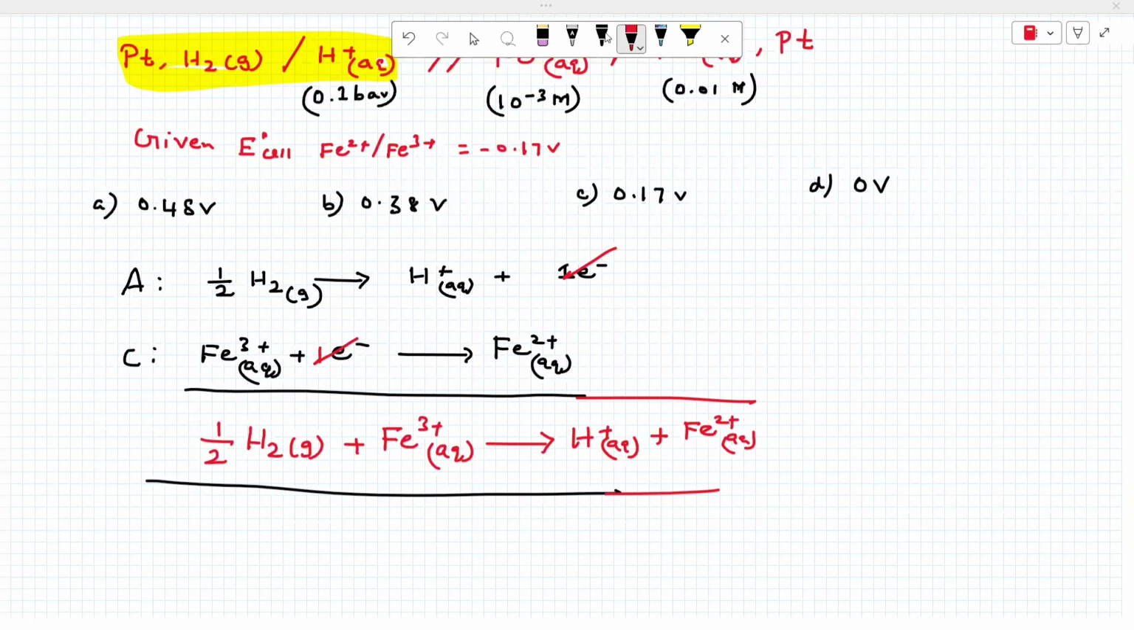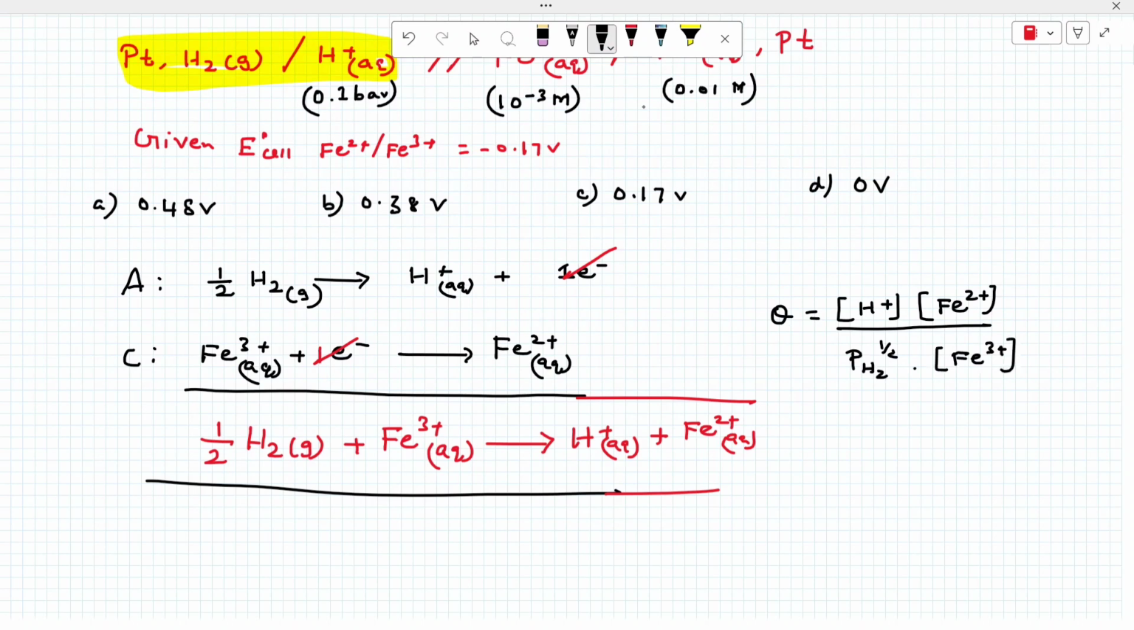Q value. What is Q value? Q is equal to H plus concentration by Fe2 plus concentration. What next step? The pressure of H2 gas to the power 1 by 2, then the concentration of Fe3 plus.